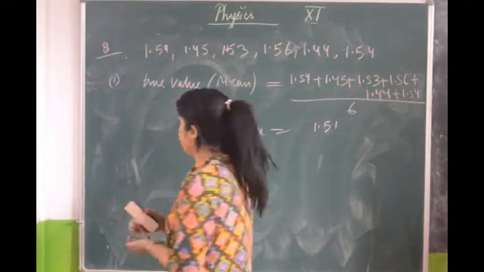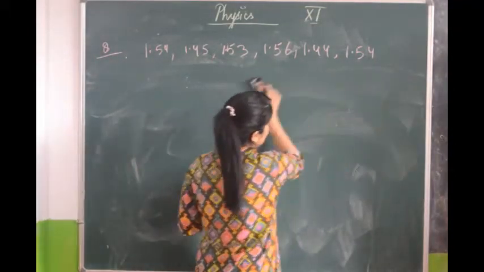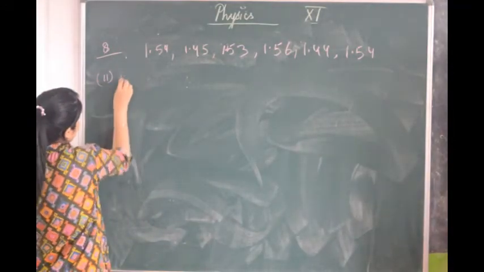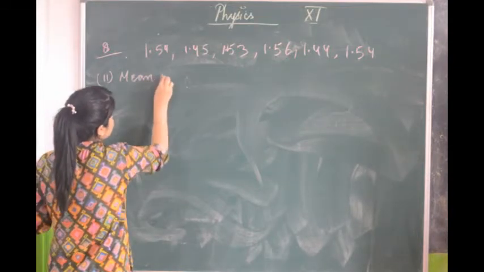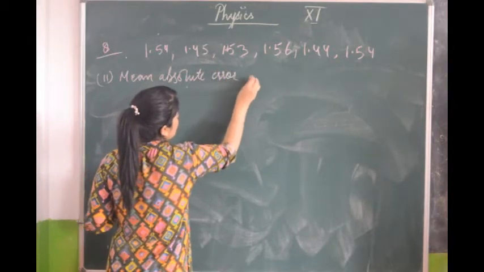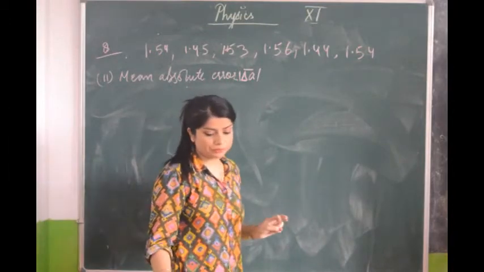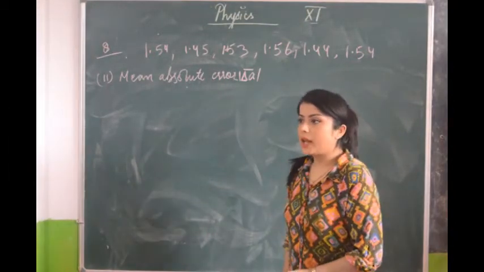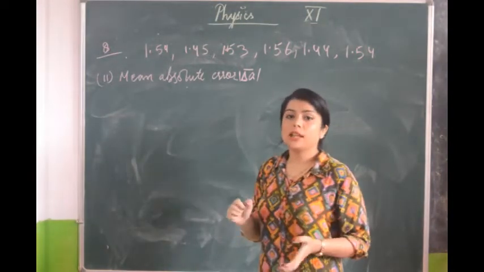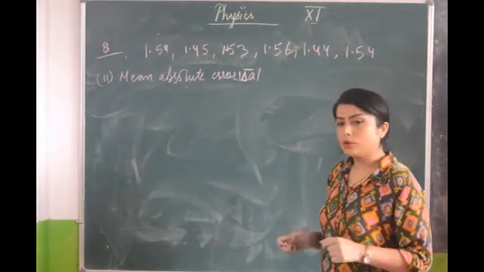Now the second part of the question is to find the mean absolute error, or delta A bar. So to find the mean absolute error, first of all we have to find the absolute error. Then only we can find the mean of that, or you can directly do that. So first of all, let us find the absolute error.